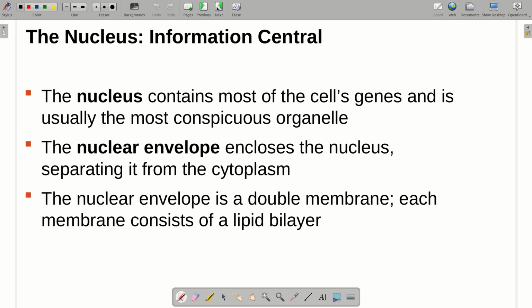Now, the nucleus contains most of the cell's genes. Alright, there is some DNA in a mitochondria or chloroplast. That was explained in a different video. But the nuclear envelope is basically the membrane, double membrane, that encloses the DNA and essentially forms the nucleus.